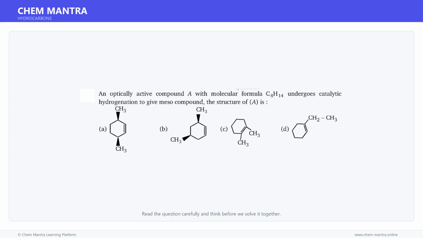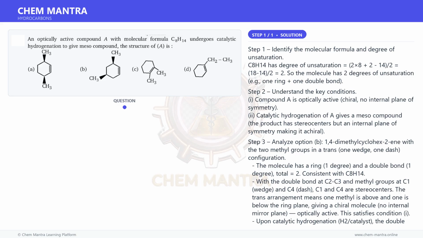Here is a question. Read it carefully and think about the answer. Let us solve it step by step. Let us begin solving this step by step. Step 1. Identify the molecular formula and degree of unsaturation.